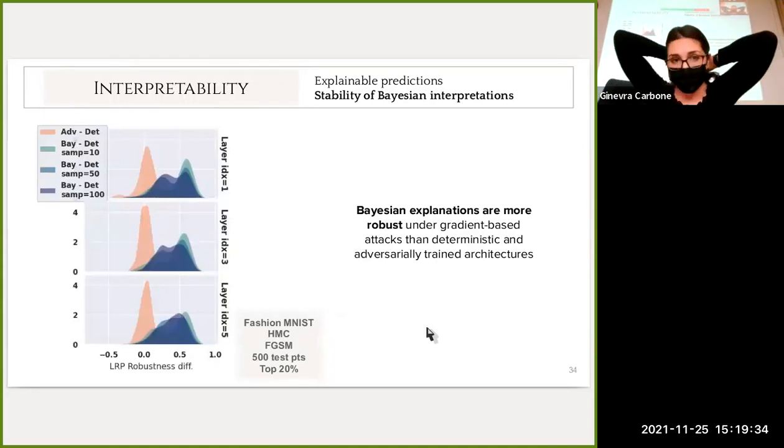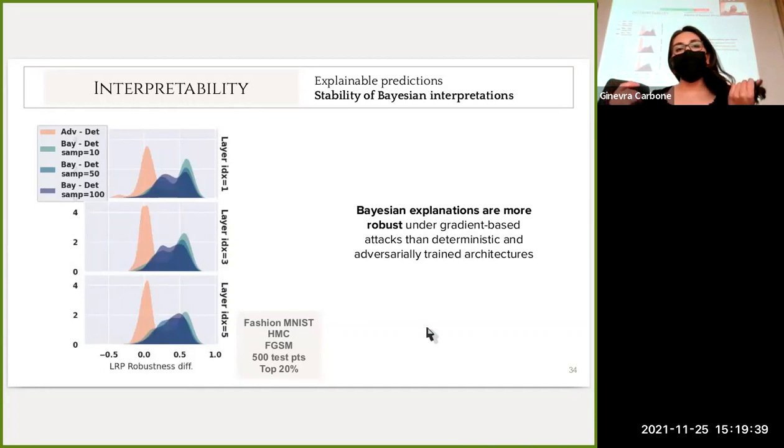And this is what we observed in practice. So in this plot, we are comparing the LRP robustness of Bayesian neural networks to that of deterministic neural networks and adversarially trained neural networks. In particular, we are computing for each point the point-wise difference between these robustness scores between adversarially trained and deterministic network in the case of the orange distribution, and between Bayesian neural networks and deterministic neural network in the blue and green, let's say, case.